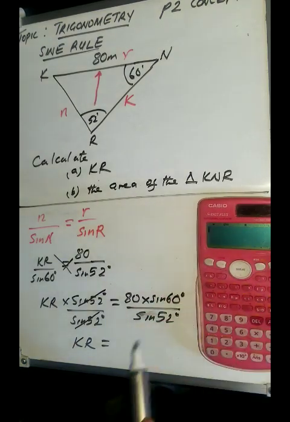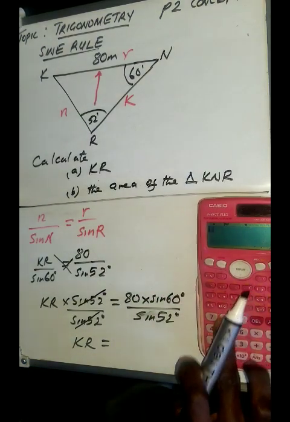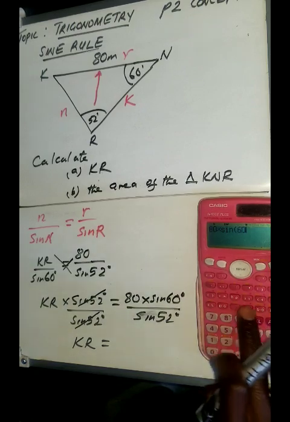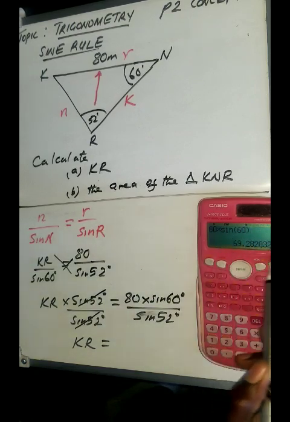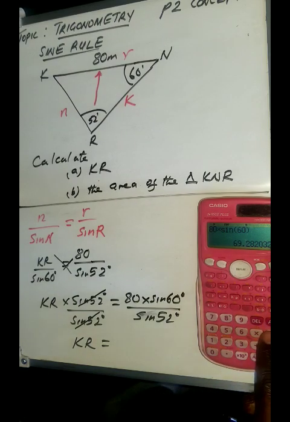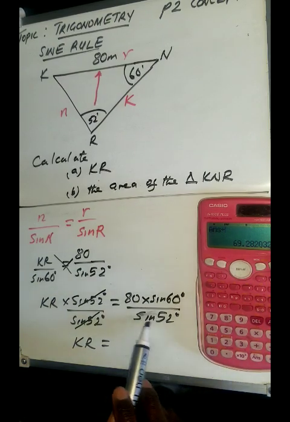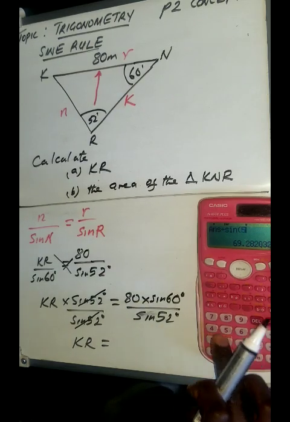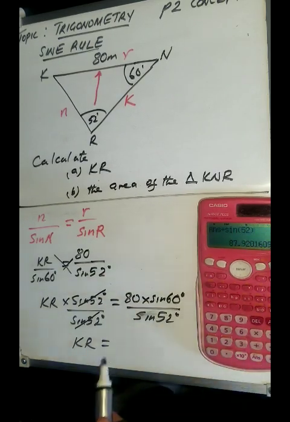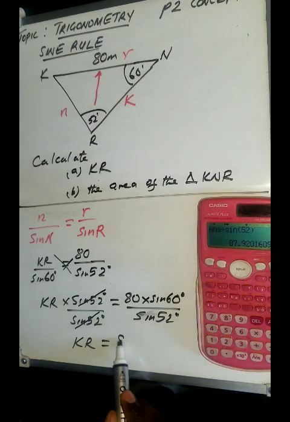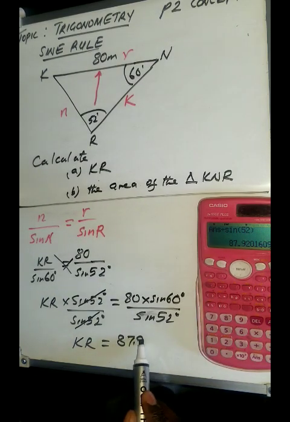Please be careful once you do that. In your calculator, you can multiply what is on top. That is 80 multiplied by sine 60. After you get the answer there, that is when you can divide it by sine 52. So that is going to give me, in this case, to 3 significant figures, 87.9, and that is going to be in meters.